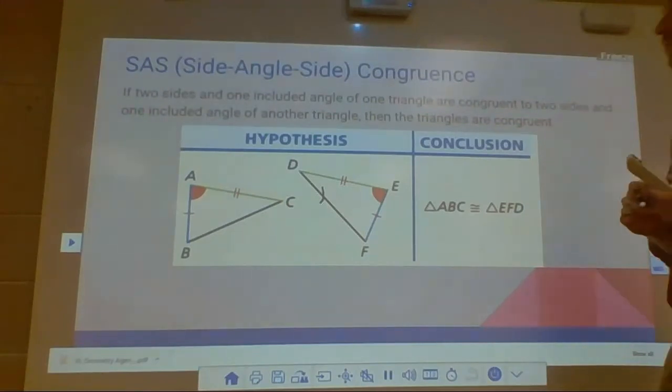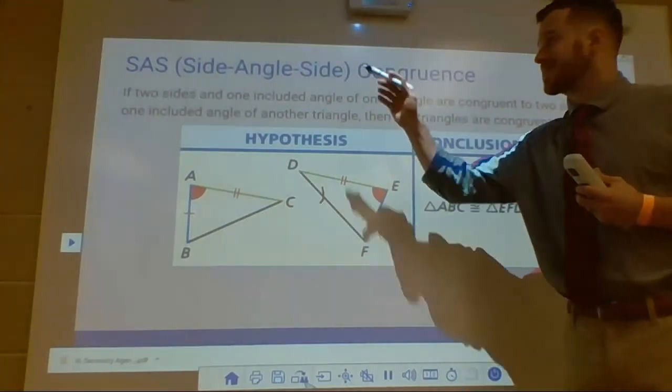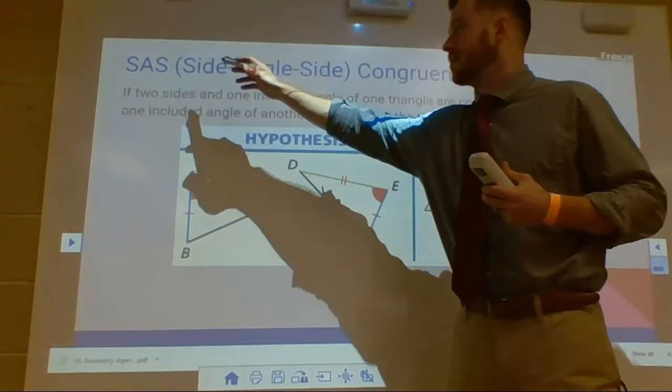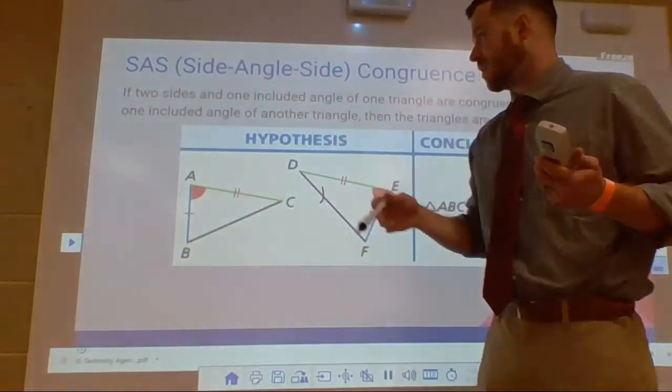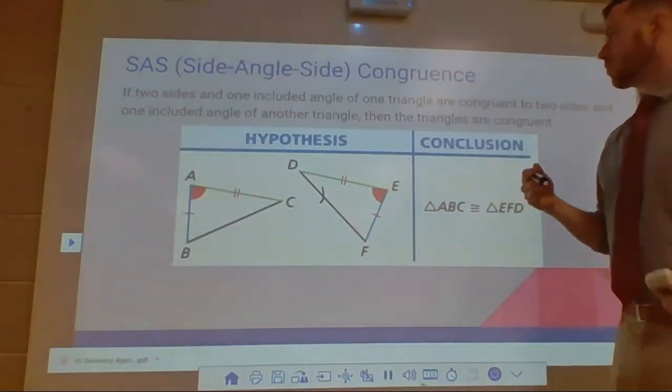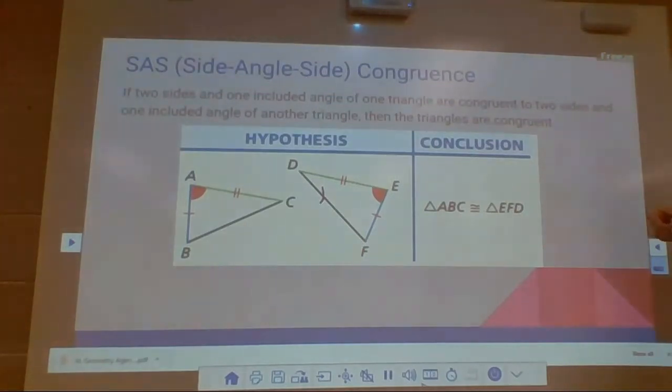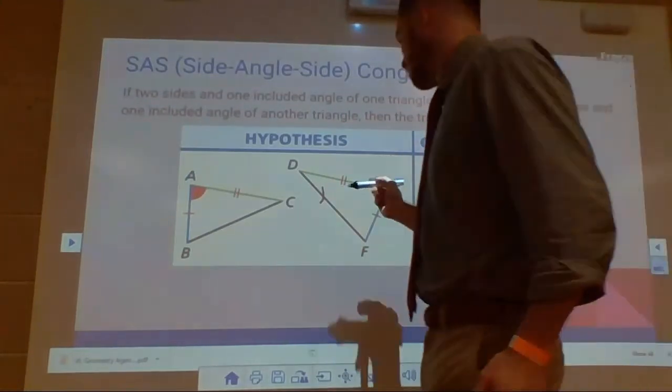Next, the congruence postulate. It's SAS, side, angle, side. The A stands for angle, the S stands for side. It says if 2 sides and 1 included angle of a triangle are congruent to 2 sides and 1 included angle of another triangle, then the triangles are congruent. So let's check this out.